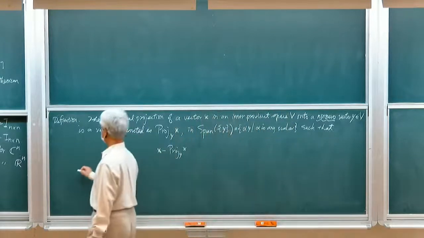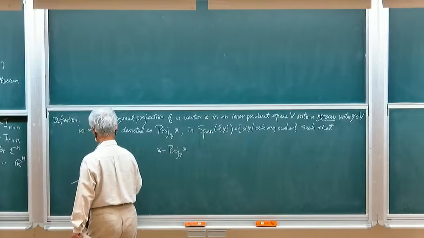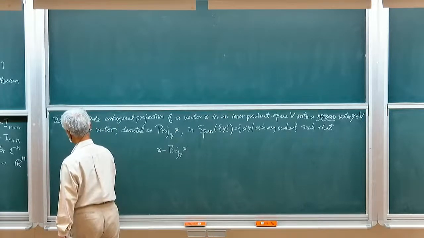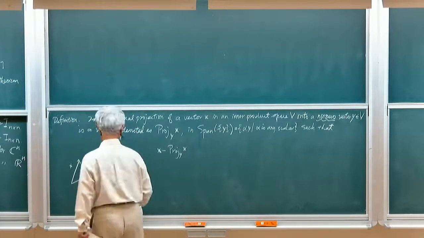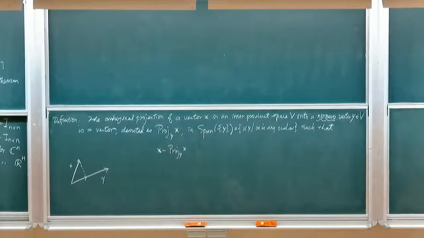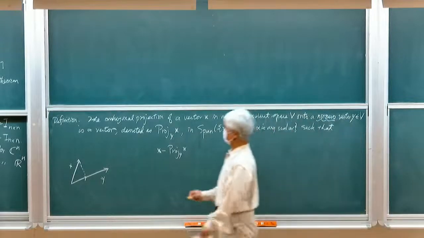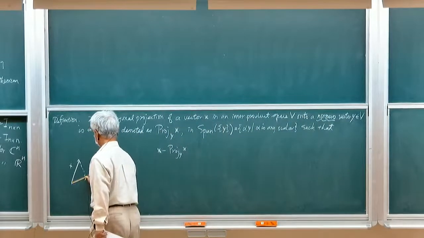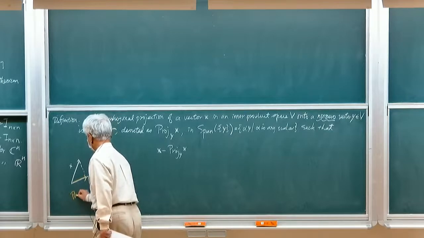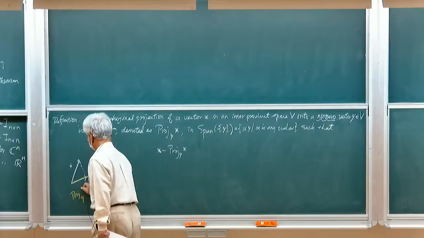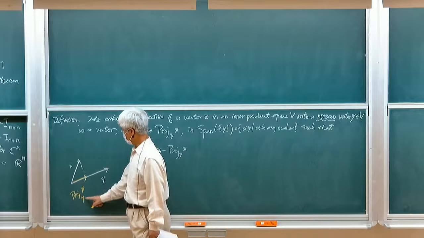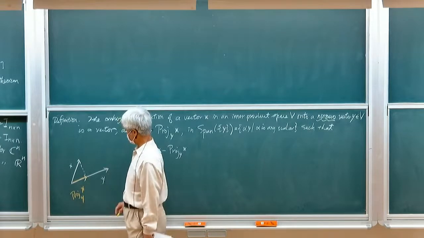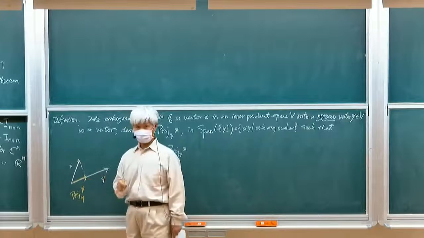so we have, this is the y vector, and we have the x vector here, and the projection, this projection is PROJ Y, right? So the projection of x onto the non-zero vector y is this one, and we say that this projection is an orthogonal projection.